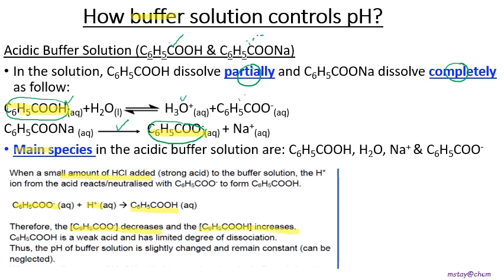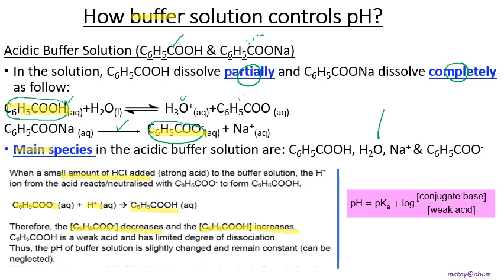C6H5COOH is increasing. According to the Henderson-Hasselbalch equation, you will notice that the concentration of the conjugate base is getting lower, while the concentration of the weak acid is going up. So one is going up, one is going down, so the pH value will remain constant or the change can be negated.